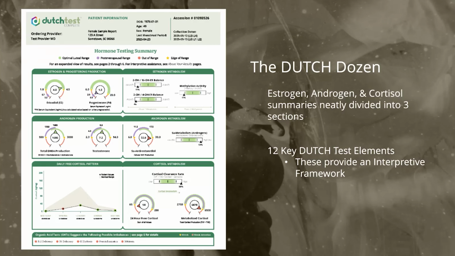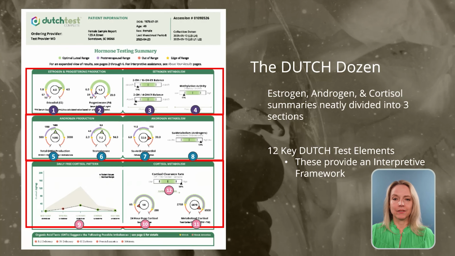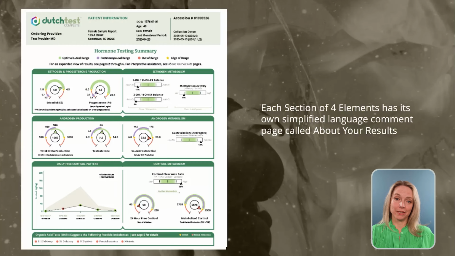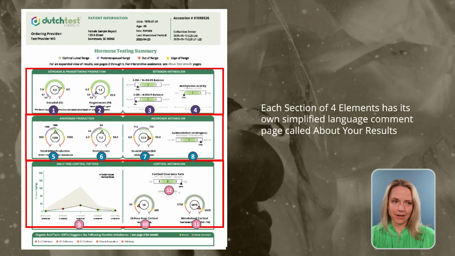On the summary page, you will notice that we feature 3 hormone stories neatly divided. We've got estrogens, androgens, and then cortisol. Within those 3 sections, there are 12 key Dutch test elements that are curated to tell those hormone stories, and we call them the Dutch dozen. Having them all together on the front page helps you quickly gather all of the necessary insights that you need to develop a comprehensive treatment plan, even without turning the page. To make this really simple to implement, each section of 4 elements has its own comments page. And we call it the About Your Results section, and we'll go through each one next.